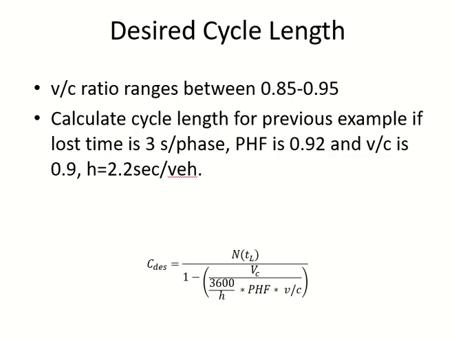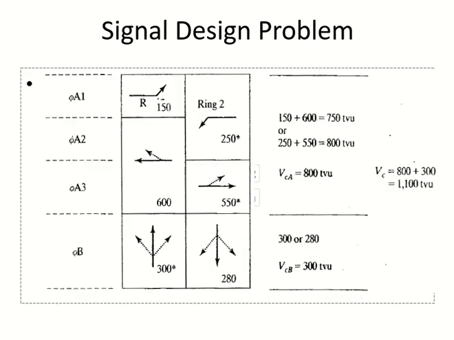Okay, now remember, my total volume was 1100, right? For 1100, how many seconds do I have? 58 seconds. Got it? Clear now? I have to divide this 58 into these 4 phases.